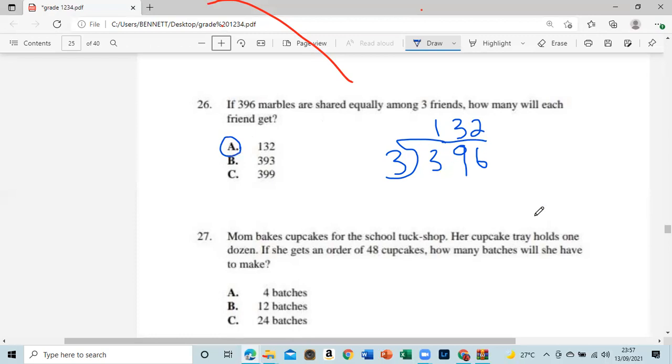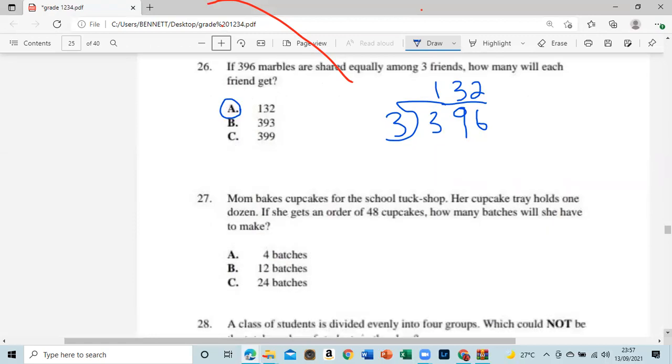So you can see, go on. What time is it? What time is it?